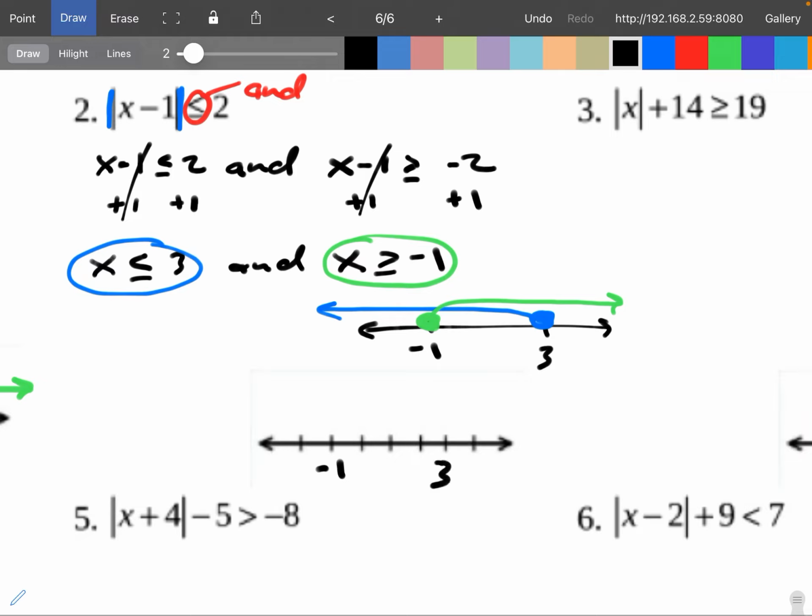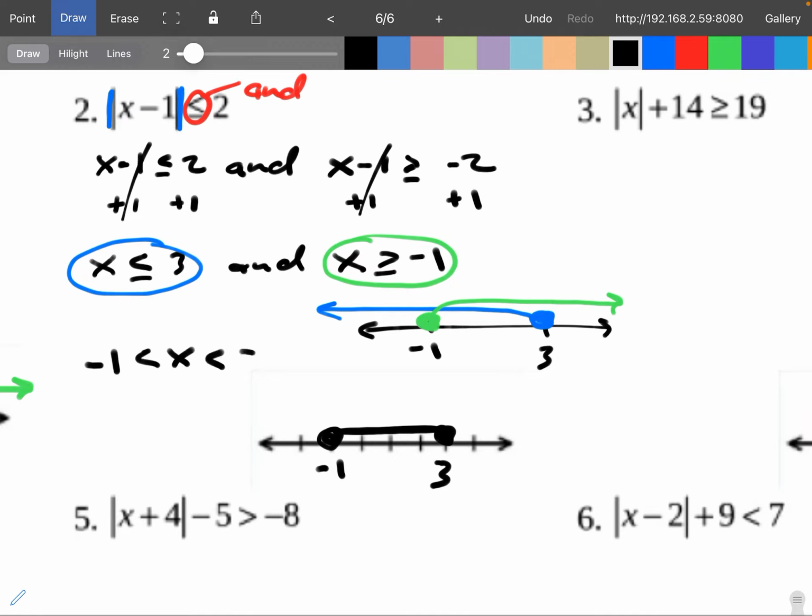So we're going to put, now this is going to be our final graph, okay? So we're going to put -1 and 3. All right, and they're both closed circles. Do you guys see that? So we got a closed circle at -1, we got a closed circle at 3, and we shade in between. So that's our graph.